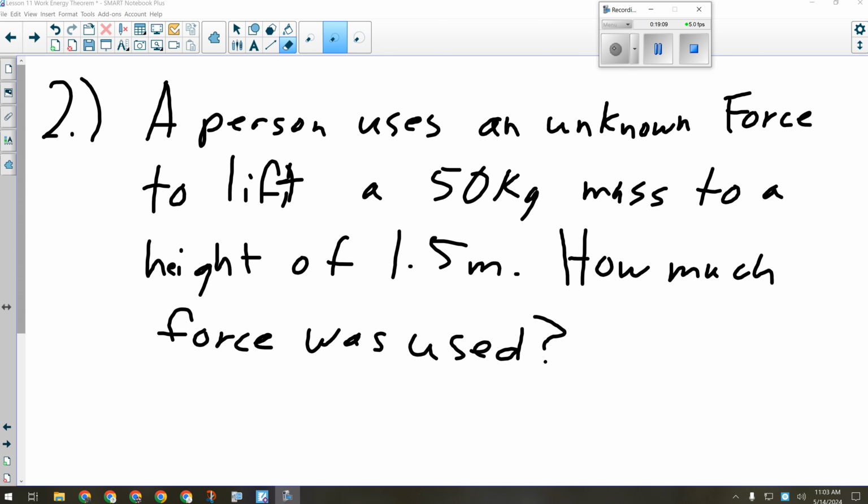Potential. Are there any speeds given here? If there's no speeds given, then the person is not changing the kinetic energy of the object. They're just lifting it. And they're lifting it from the ground to a height of 1.5 meters. How did I know they were lifting it from the ground?